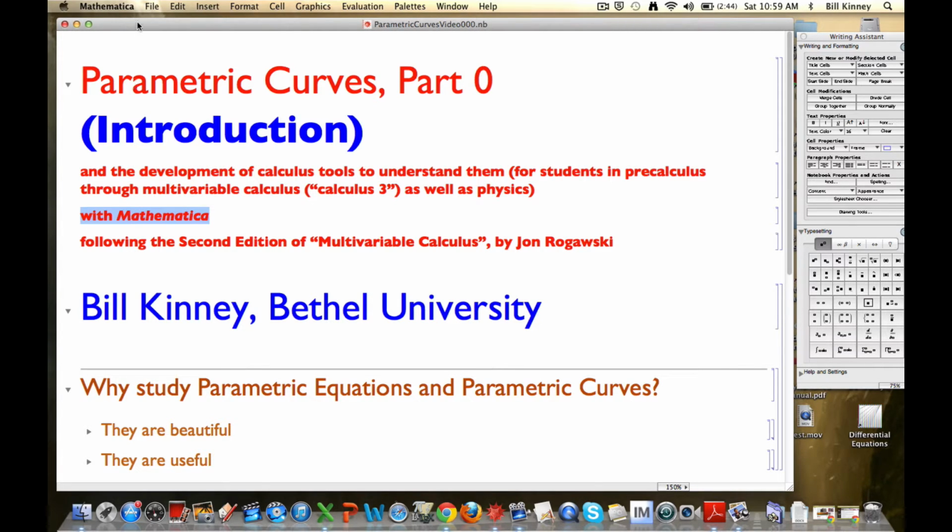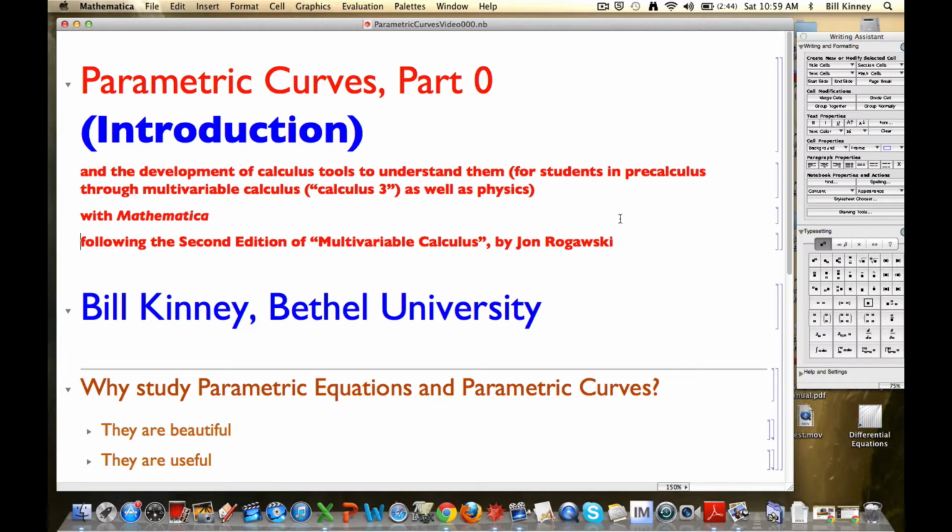What you see right here is a Mathematica notebook, and I will be teaching you Mathematica along with teaching you the calculus-related things you need to know about parametric curves, and non-calculus related things too. This will be helpful for pre-calculus students too.